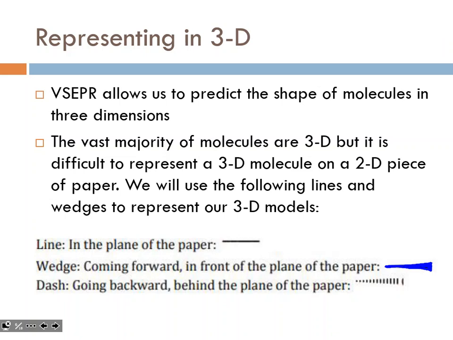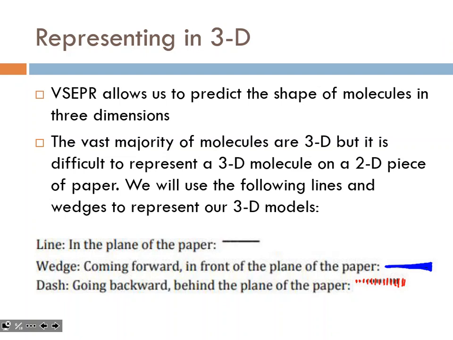The dashes are the harder one for me because you have to start out with really small dashes and then they get longer and bigger, until you get sort of a triangle on your dashes there. The dashes are the ones that are supposed to be pointing backwards. The wedges point forward, so they're trying to give you a 3D appearance.